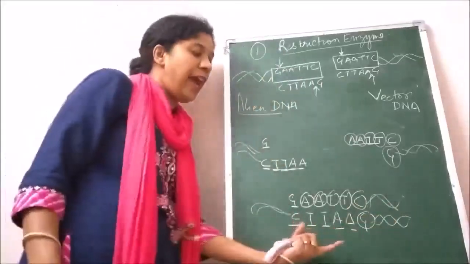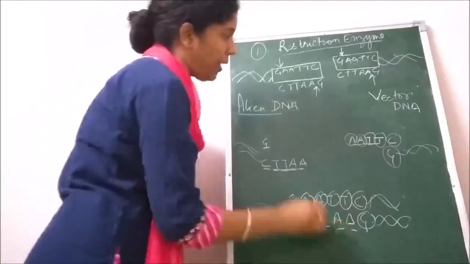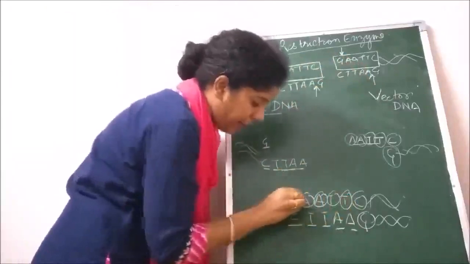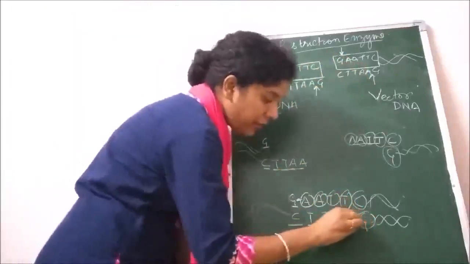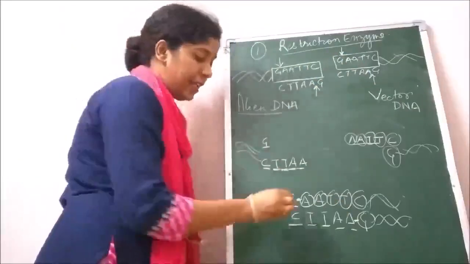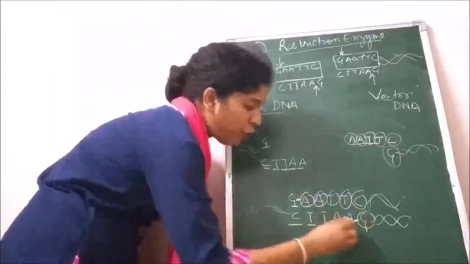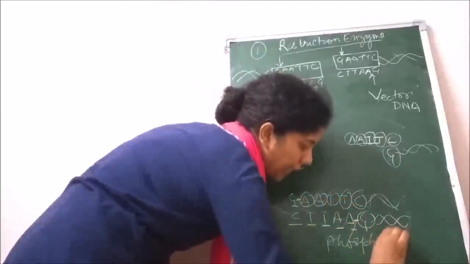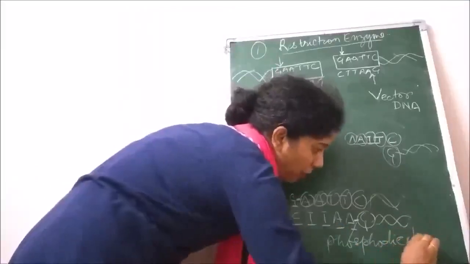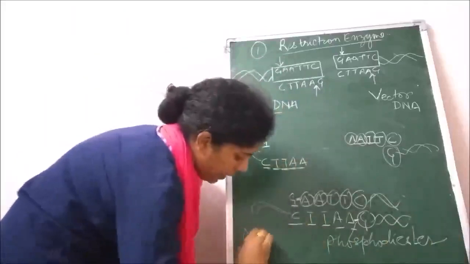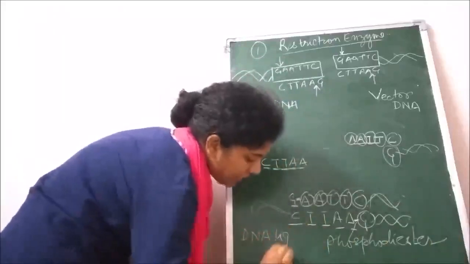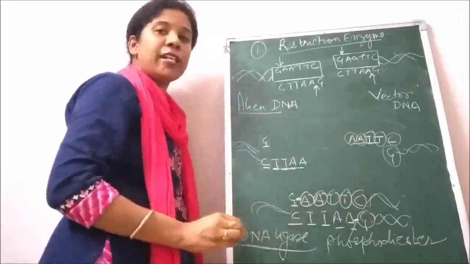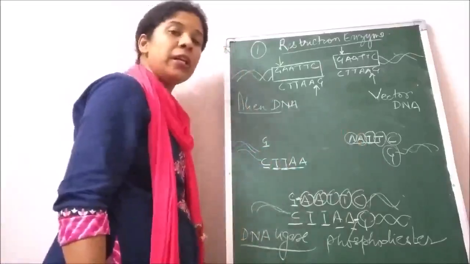So now we have been able to join together two different DNAs, and this sealing between the vector and the alien DNA, this bond which is called the phosphodiester bond, is formed by the enzyme DNA ligase, which finally seals both the sticky ends, both the fragments of the DNA which have been digested by the restriction enzyme.